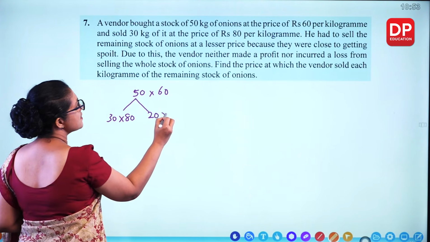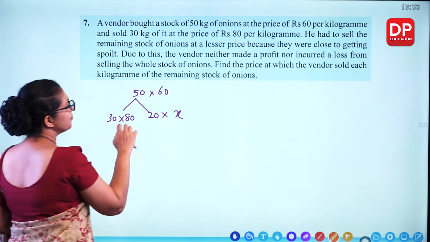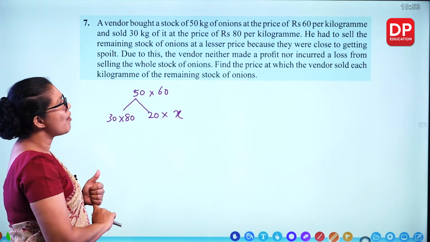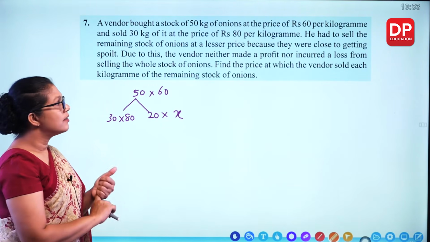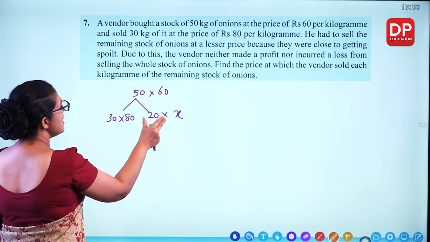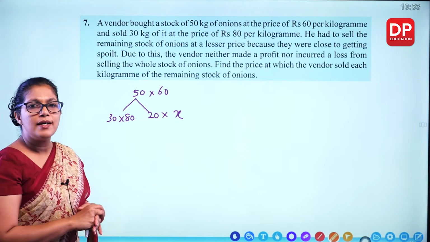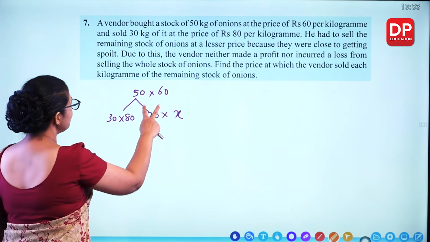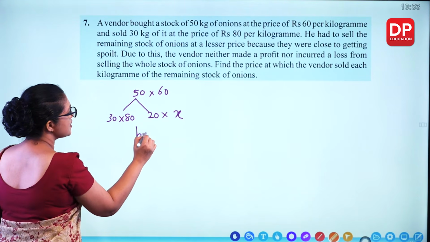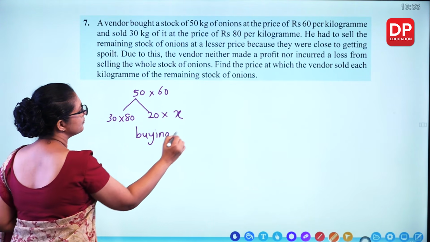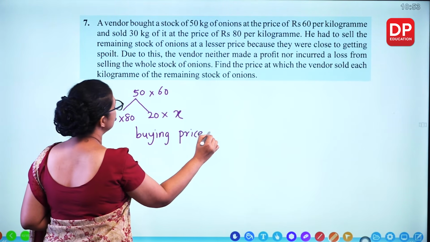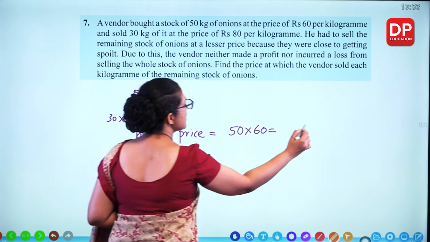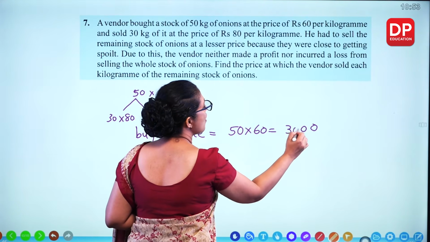So we'll put the selling price as x. So he is not getting either a profit or a loss. So that means the selling price and the buying price both are the same. So what's the buying price? 50 into 60, that's 3,000 rupees.